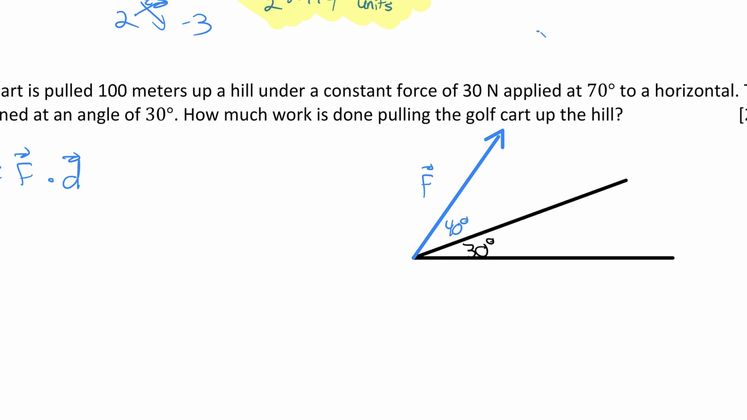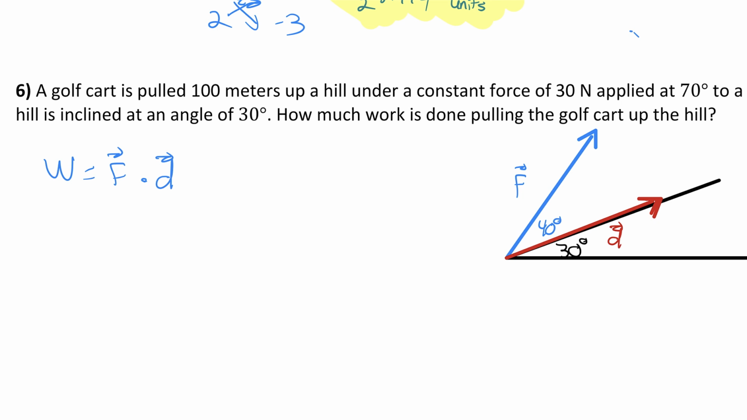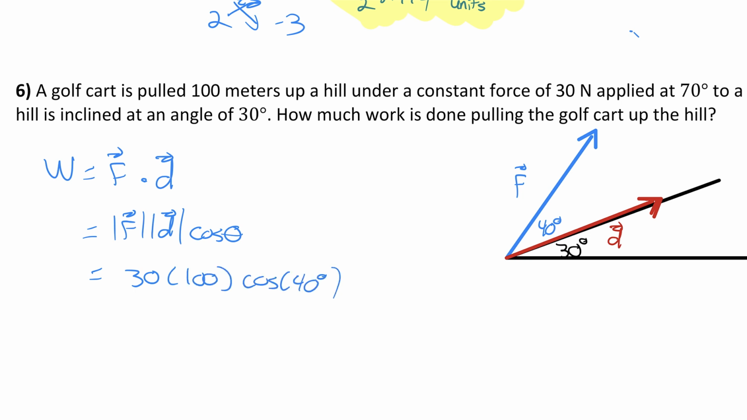I know the displacement is going to go in the direction of the hill, so my displacement vector is going to be going on the hill. It's being pulled up the hill. And I know the magnitudes of both of those, so I can go ahead and do my dot product now. So it would be the magnitude of the force times the magnitude of the displacement times cosine of the angle between them, which in this question, the magnitude of the force is 30 newtons, the displacement is 100 meters, and the angle between them is 40 degrees. And that gives me 2,298.13 newton meters, or we could write joules.